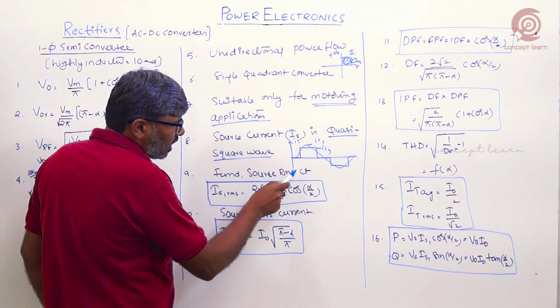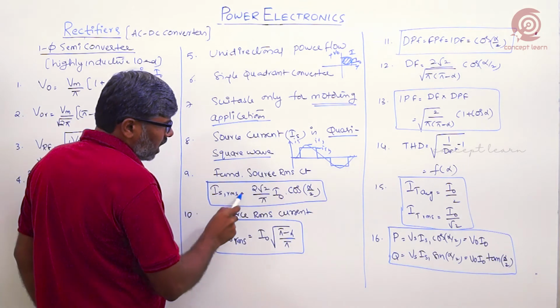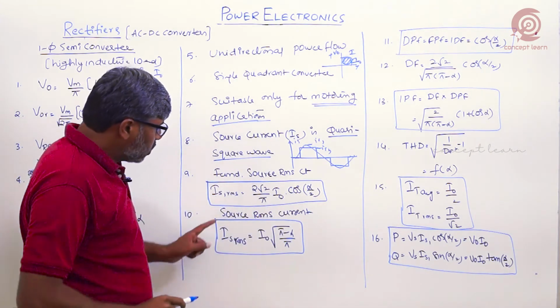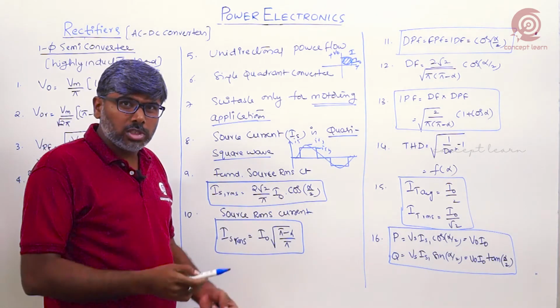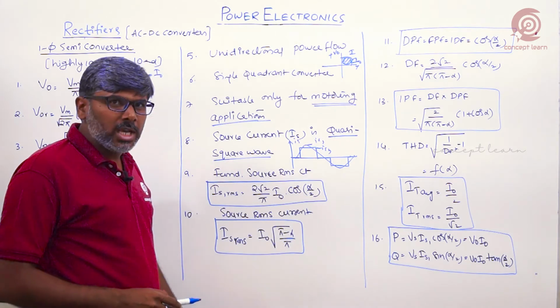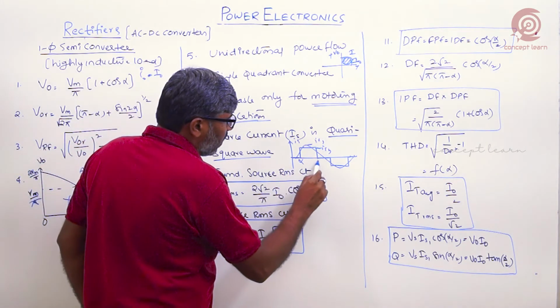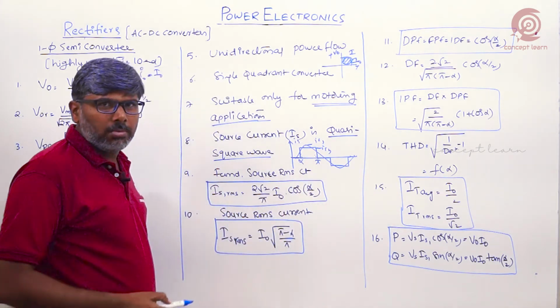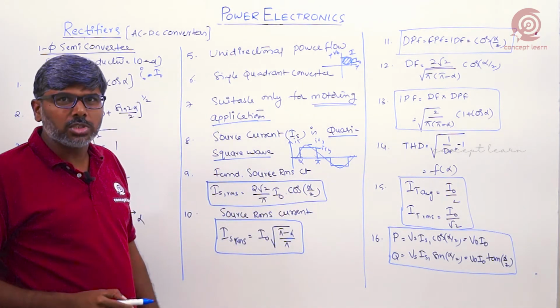Now what is the fundamental source RMS current? IS1 RMS is 2 root 2 by pi into I0 into cos alpha by 2. So what is the actual source RMS current? IS RMS is I0 square root of pi minus alpha by pi, because this is alpha, this is pi. The conduction period is only pi minus alpha, right? So divided by pi. This is the RMS current, the source current calculation.